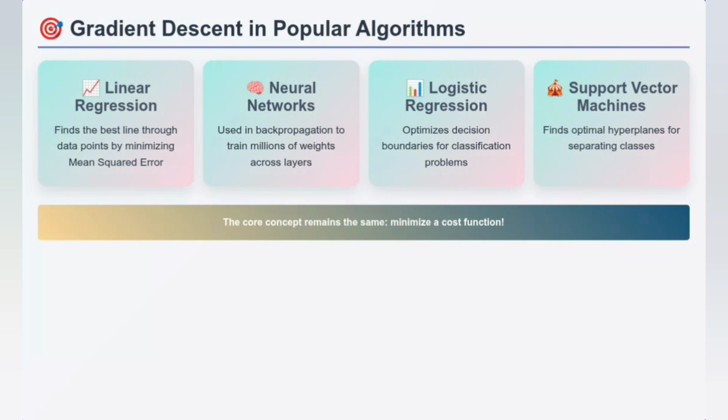In linear regression, gradient descent finds the best line through our data points by minimizing the mean squared error. In neural networks, it's used in backpropagation to adjust millions of weights and biases across multiple layers. Logistic regression uses it to find the optimal decision boundary for classification problems. Even support vector machines can use gradient descent variants to find the optimal hyperplane. The beauty is that the core concept remains the same. We're always trying to minimize some cost function.